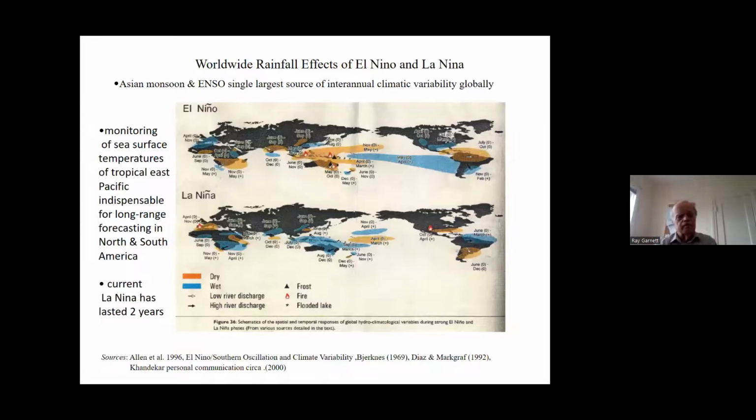This is the slide that is very useful. I maintain that this is a fact, that the Asian monsoon and El Nino Southern Oscillation occupy the single largest source of interannual climate variability globally. And as Bjerknes way back in the 60s has said, monitoring sea surface temperatures in the tropical East Pacific is indispensable for long-range forecasting in North and South America.